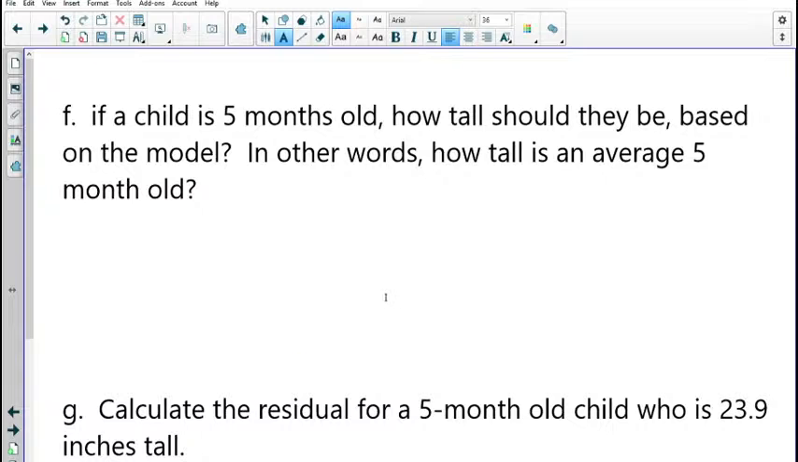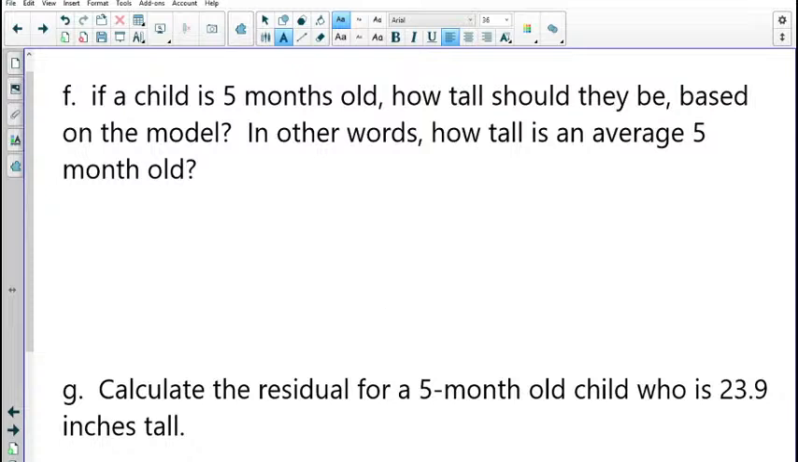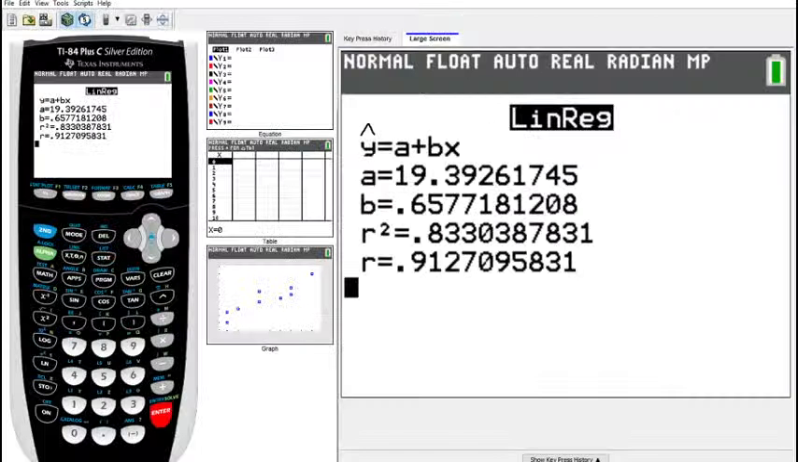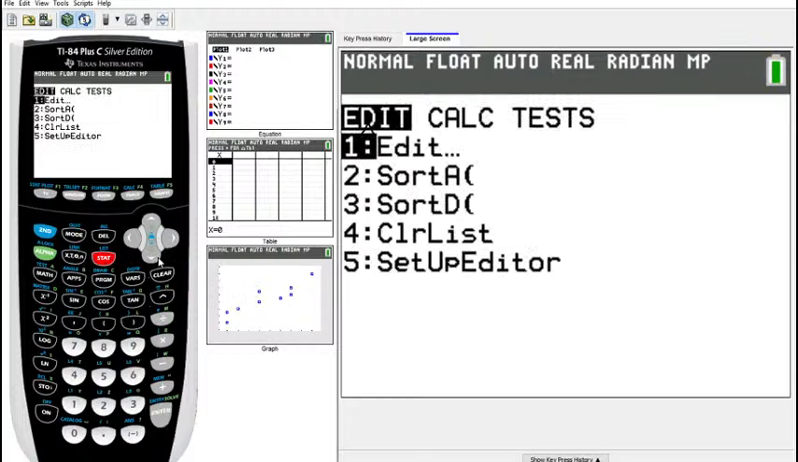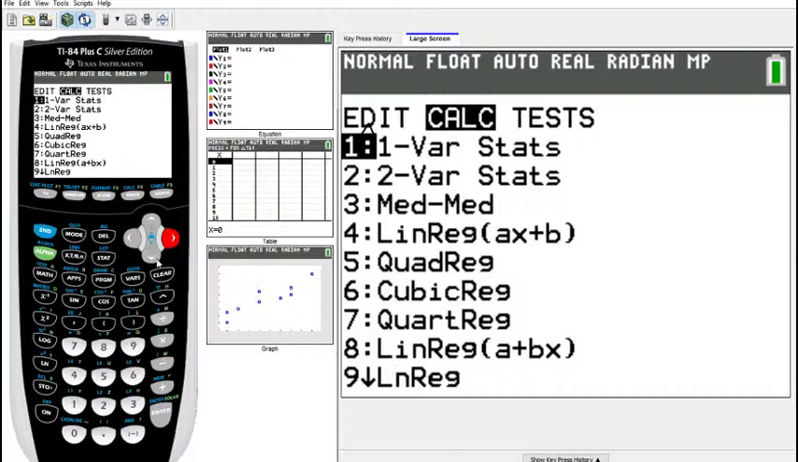All right, now we need to look at the calculator here. And we need to do one other thing in this equation. We need to actually put this into y1. So go back into your stat calc, and we're going to get the regression line again, except this time we're going to put it into y1.